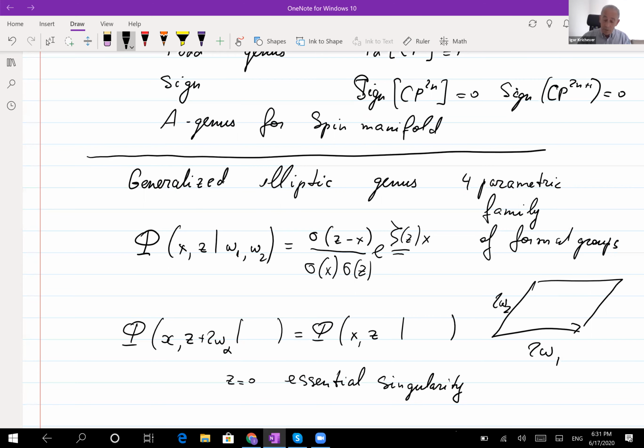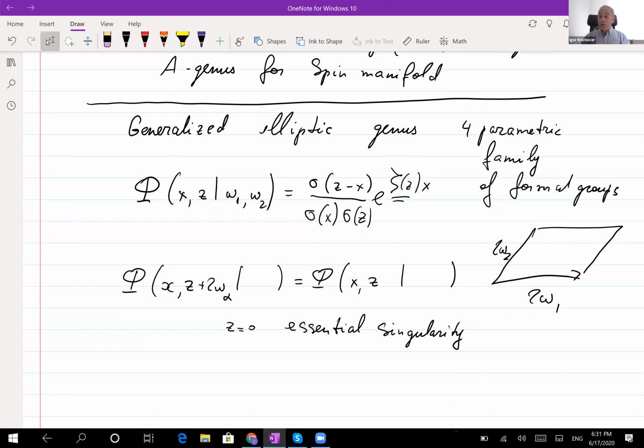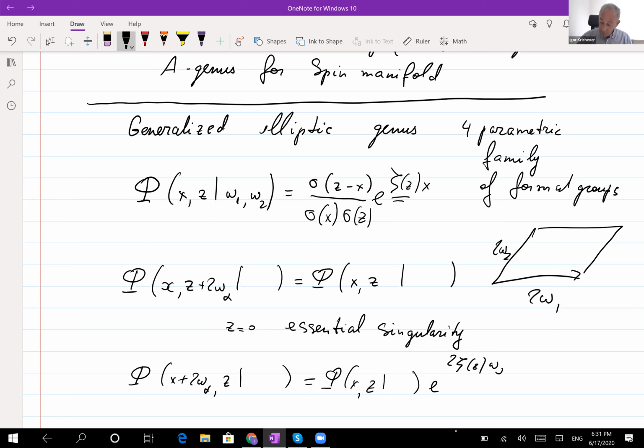As a function of the variable x, it is not an elliptic function, but it's a section of a line bundle, namely, it gets transformed under the shift x plus 2 omega alpha as phi of x, z times e to the power 2 zeta of z omega alpha minus 2 eta alpha z. So it's a section of a line bundle over the elliptic curve.